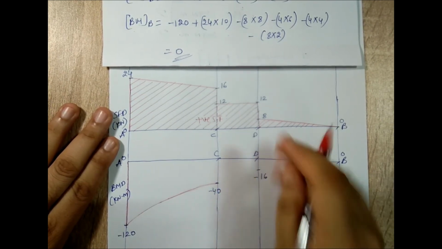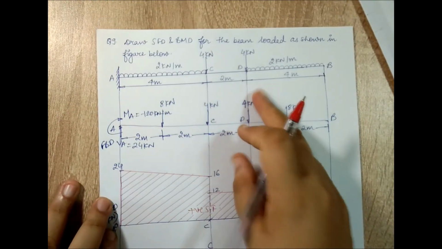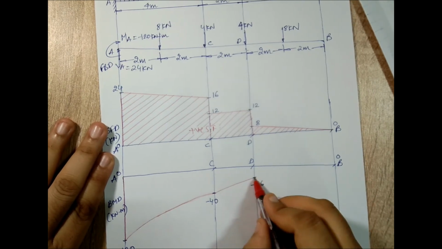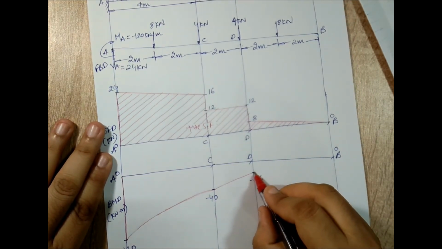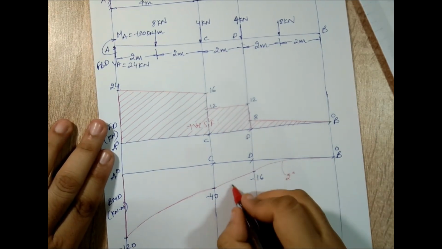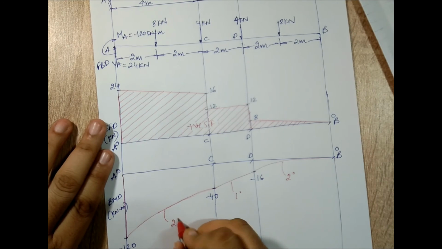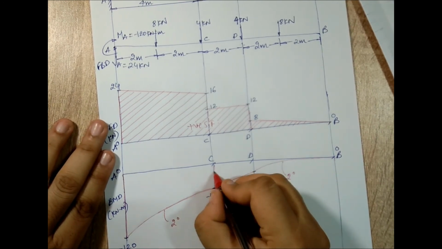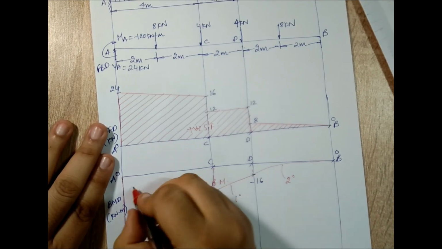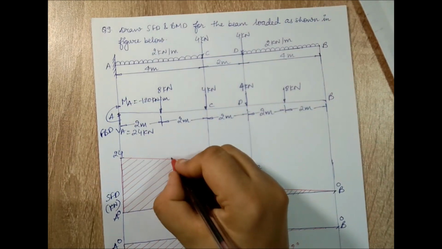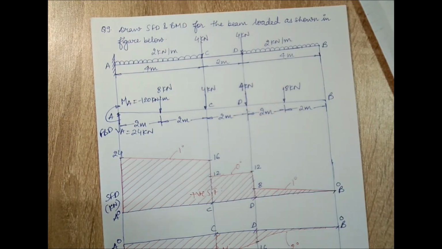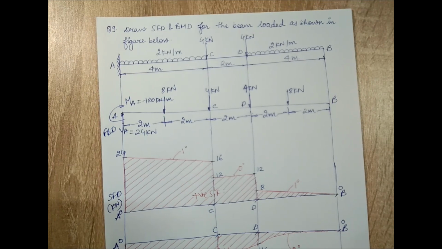From this point to this point, there is no UDL here. So obviously I'll join with the help of a straight line, and from 16 to 0, again there will be a curved line on the inner side. So this is a 2-degree curve, this is a 1-degree line, and this is a 2-degree curve. I'll join these points. This is all negative bending moment, and I'll draw the hatching line. If you want, you can also write over here, this is 1 degree, this is 0 degree, and this is 1 degree. So this is how the numerical is supposed to be solved.